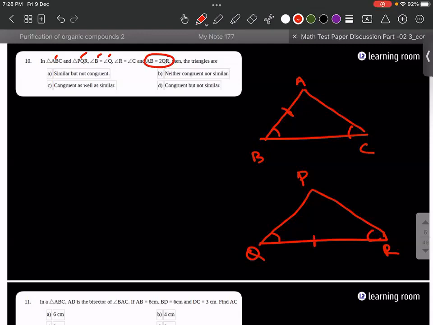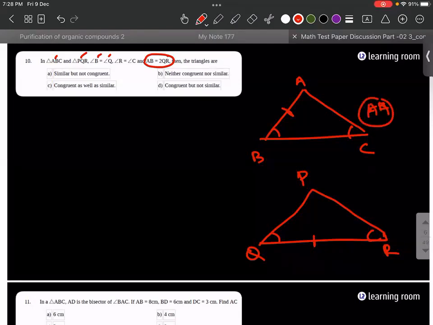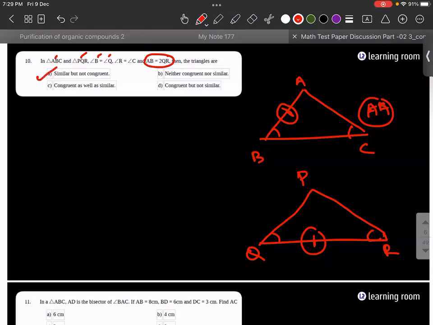So it should be similar but not congruent, right? But they are not corresponding sides, no? So that's why I said it was not similar. No, they are similar, because similarity has nothing to do with the length of the sides. For similarity you have AA criteria. You don't have AA criteria for congruency. Though AB is equal to 2 times PR, the other sides will also get impacted, right? So they are similar but not congruent. That is the right answer.